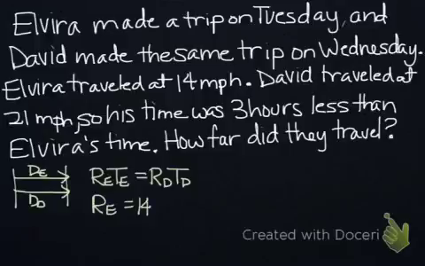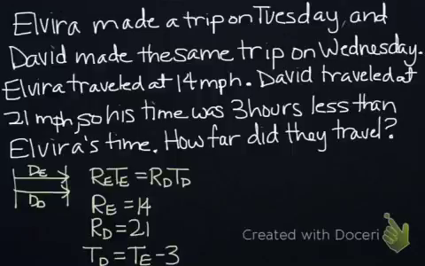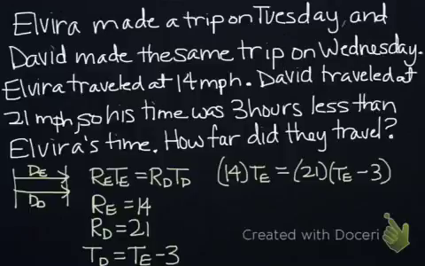Now it's given that the rate of Elvira is 14 and the rate of David is 21. The time of David is the time of Elvira minus 3, and that's all the information we need to solve this. So we'll plug it into the rate and time equation: 14 times T_E equals 21 times (T_E minus 3).